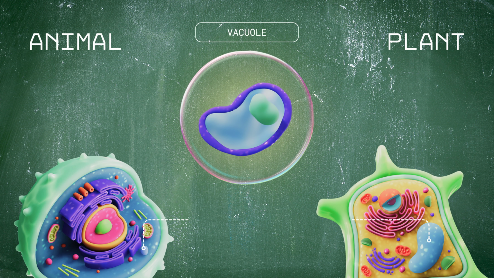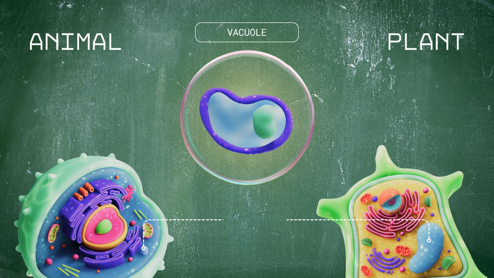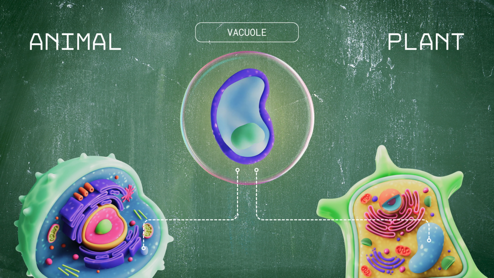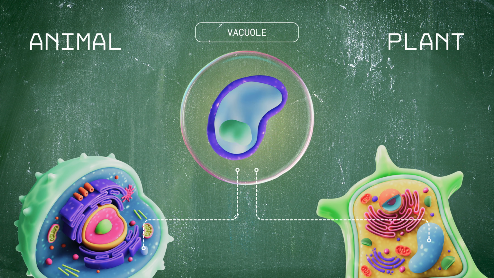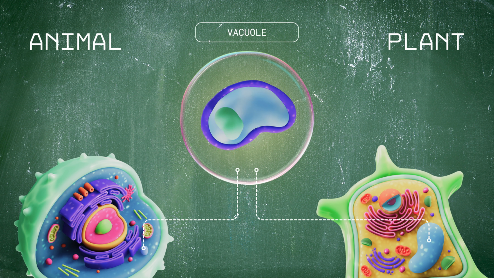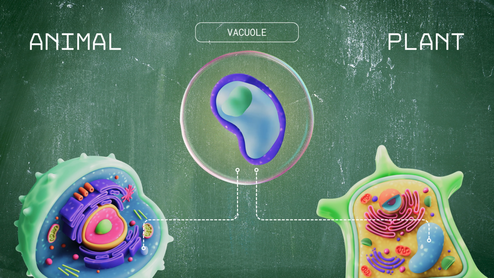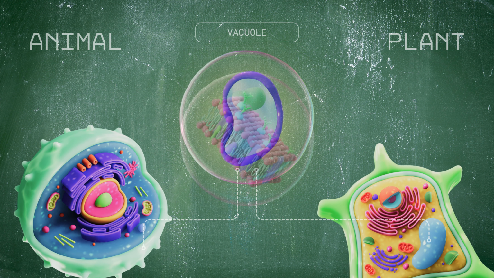Now let's talk about vacuoles. In animal cells, vacuoles are small and many, storing little amounts of waste or nutrients. But in plant cells, there's usually one large central vacuole that stores water and helps the cell keep its shape. That's why plant cells look so rigid and firm.